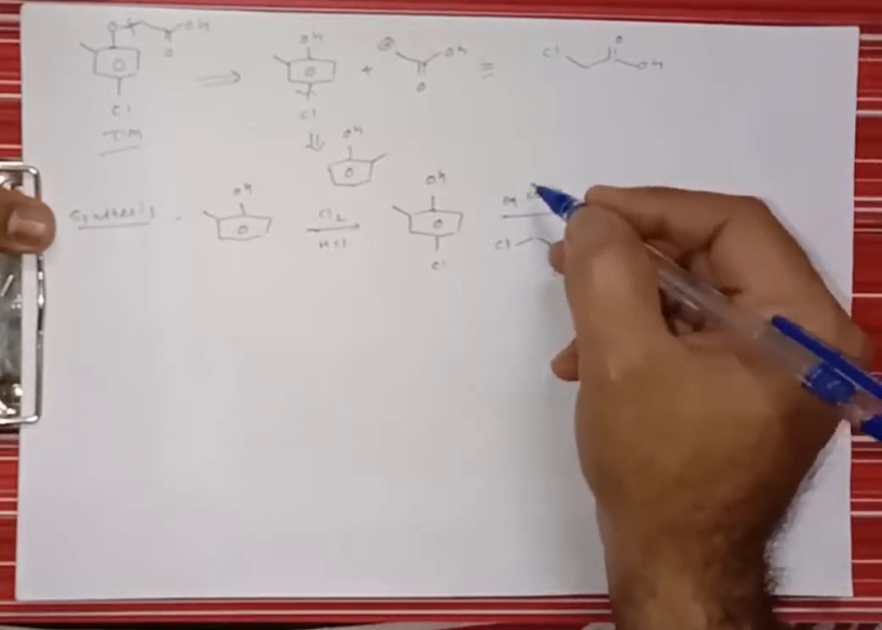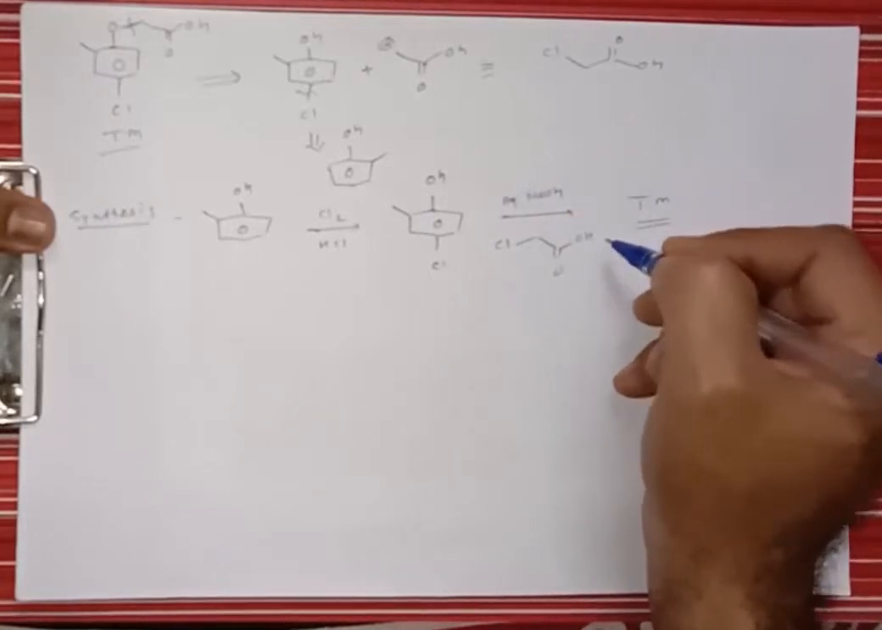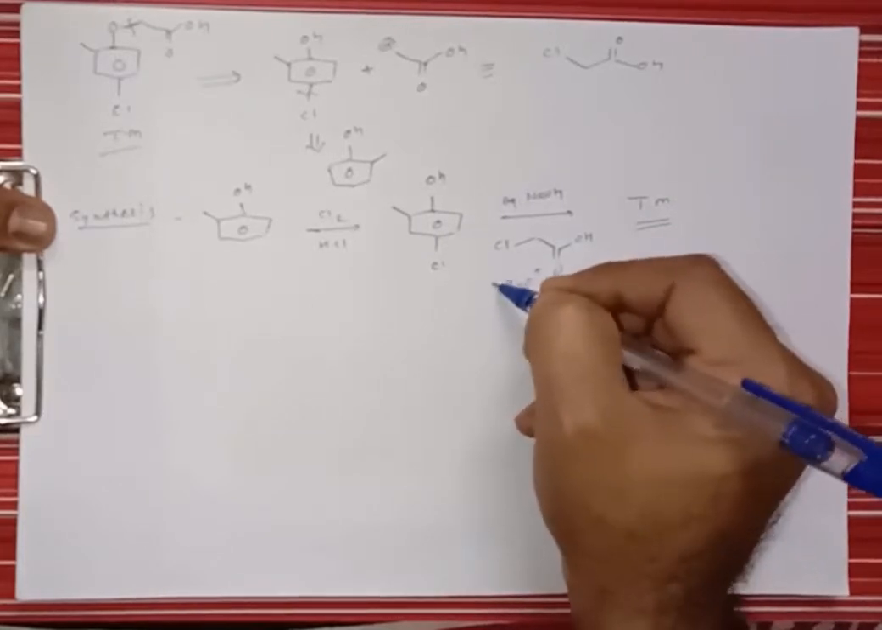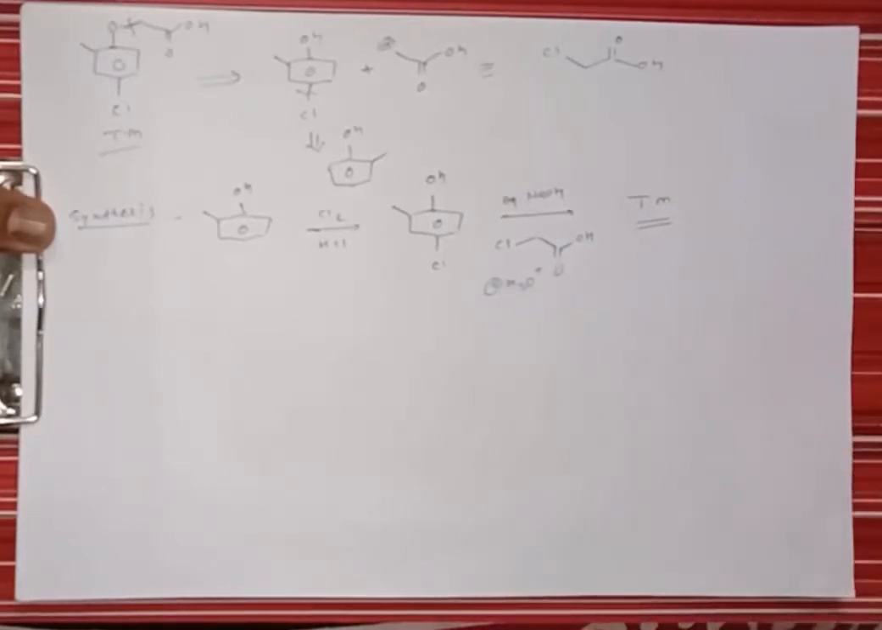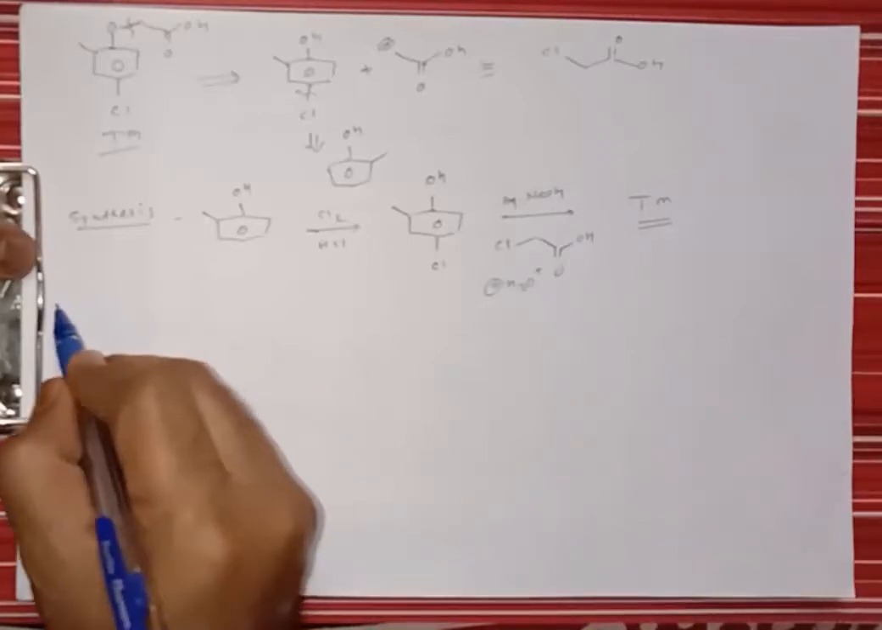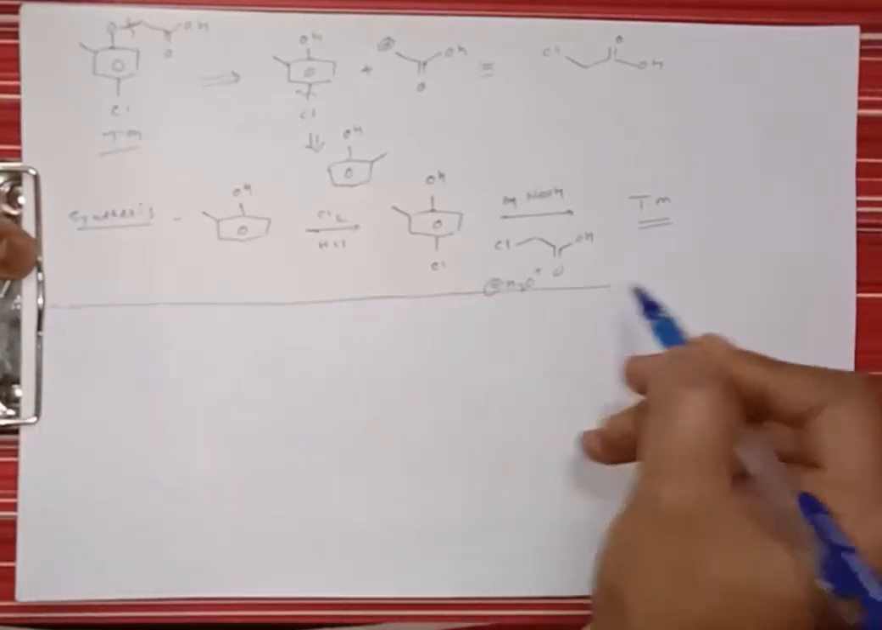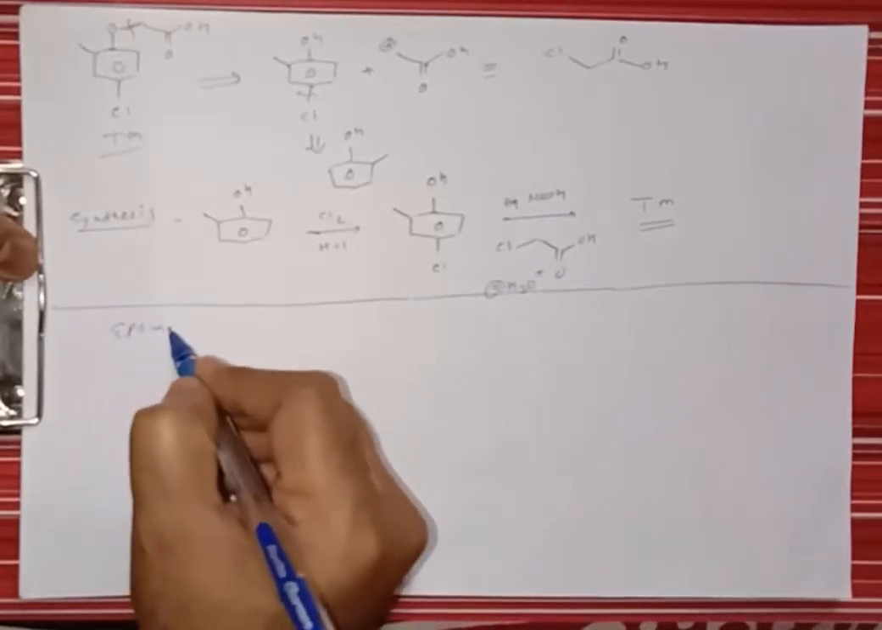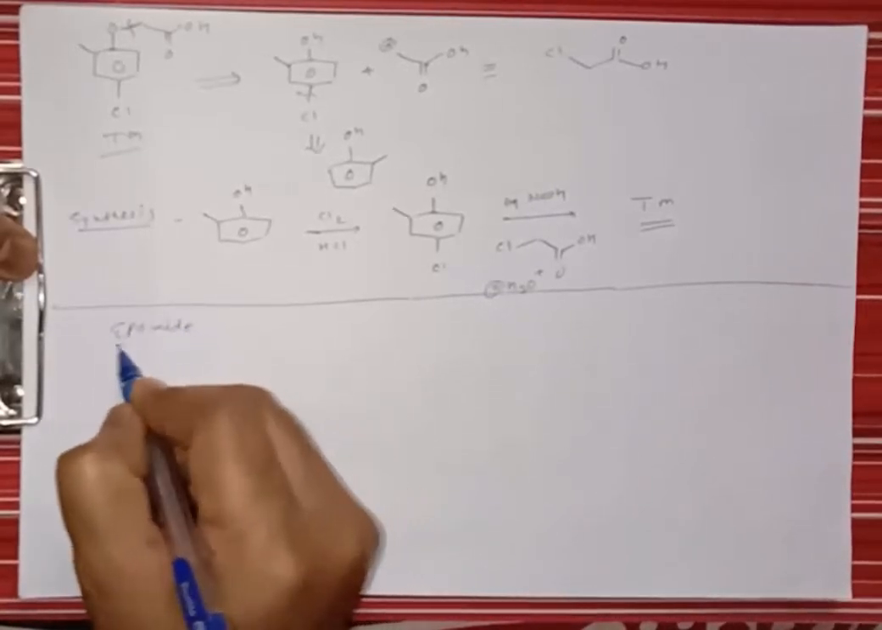That means aqueous base simply gives a salt of this acid, and secondly we treat with H3O+. It gives formation of the target molecule, right? So this is again a simple example of an illogical electrophile. Then, epoxide as an illogical electrophile.